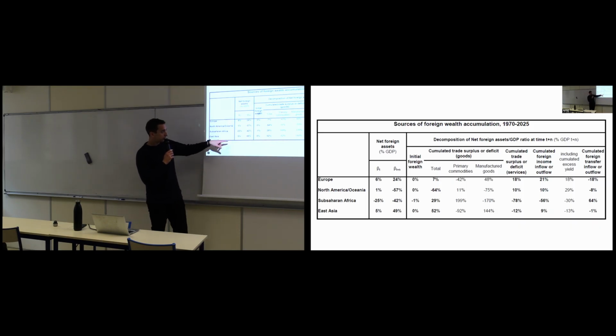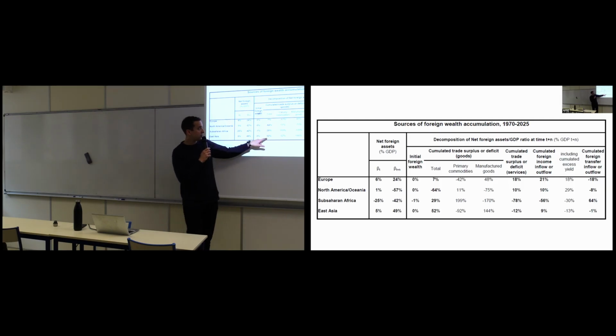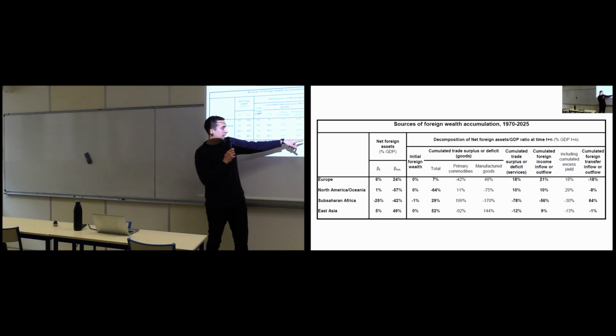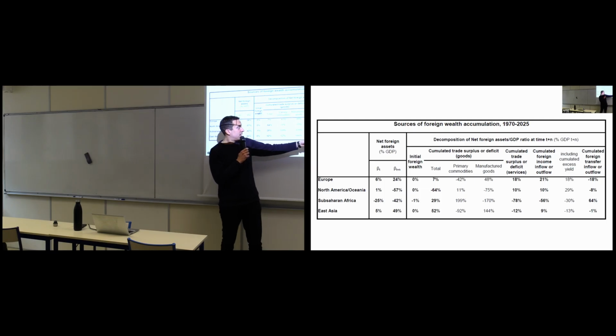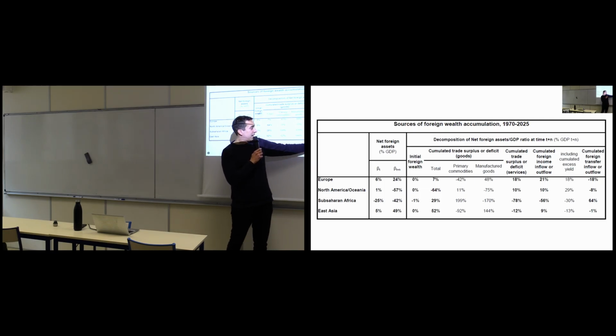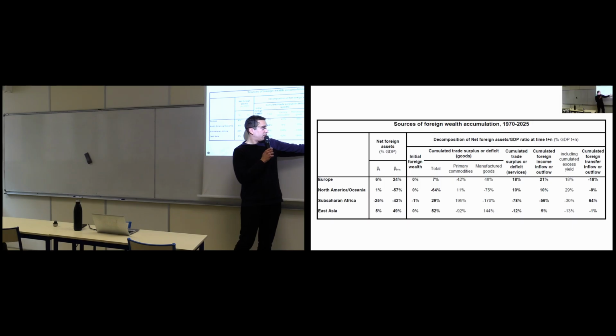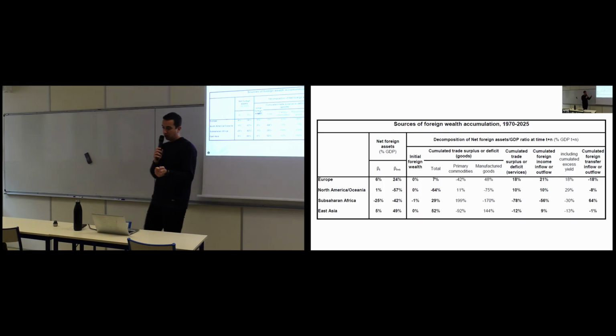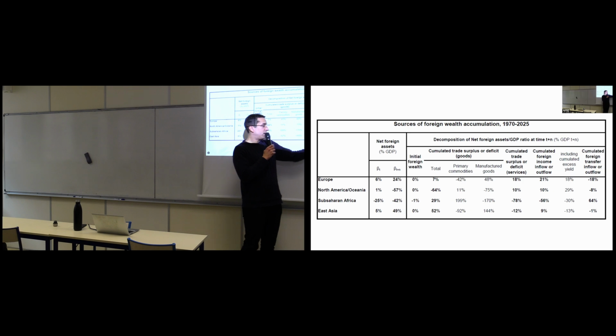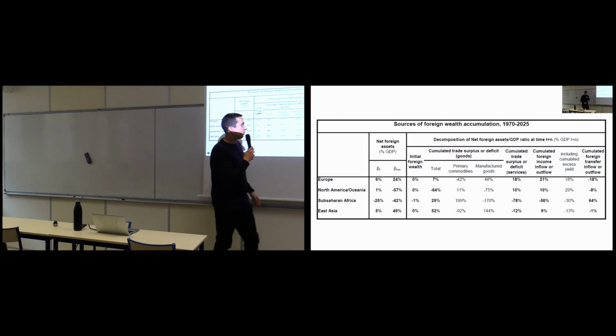instance, East Asia, which has a big amount of foreign wealth, almost 50% of their GDP today, which comes entirely from the surplus in trading goods, especially manufactured goods. They have a deficit in services. They have a positive capital income, but it's lower because of the excess yield. The fact that they pay a higher rate of return on their debt than what they receive on their assets impedes them from accumulating more capital income, and they have a negative position in transfers as well.